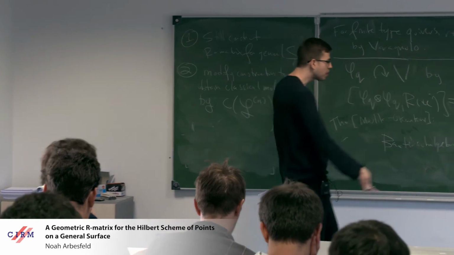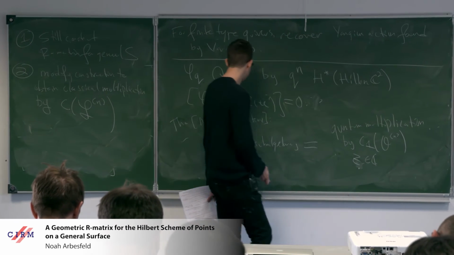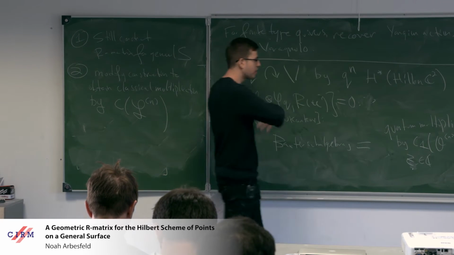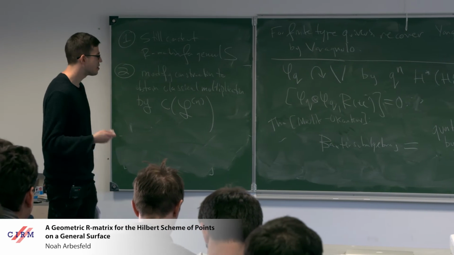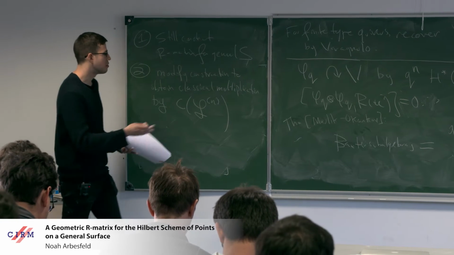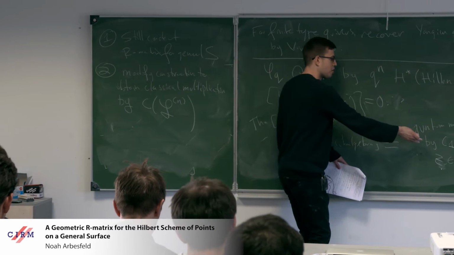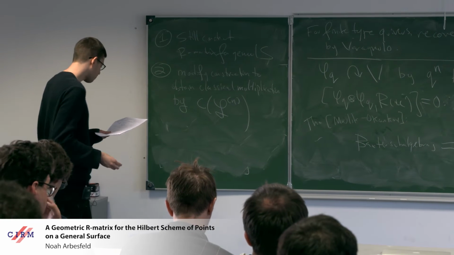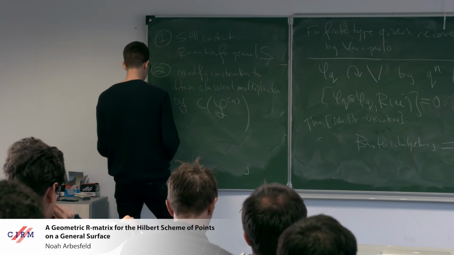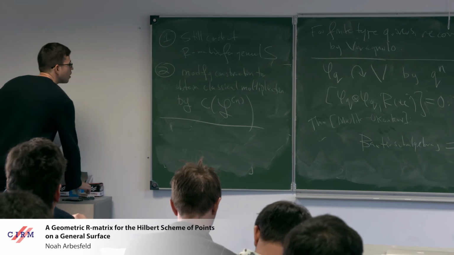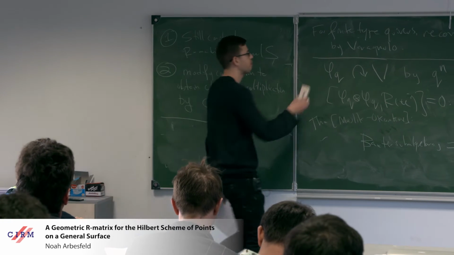So I mentioned, when z equals 0 over here, you recover classical multiplication by these divisors, and you can do the same on this side. In general, you can't expect to upgrade this to an arbitrary surface, but at this z equals 0 case, you still can match. So let me explain how to do this.